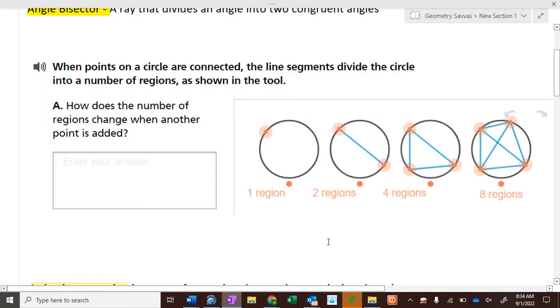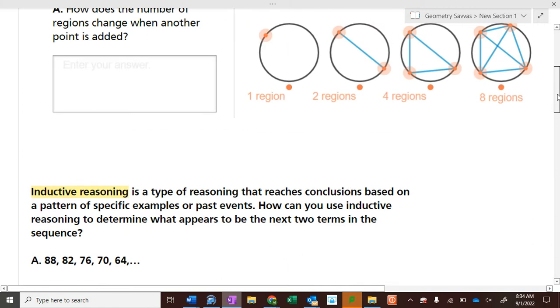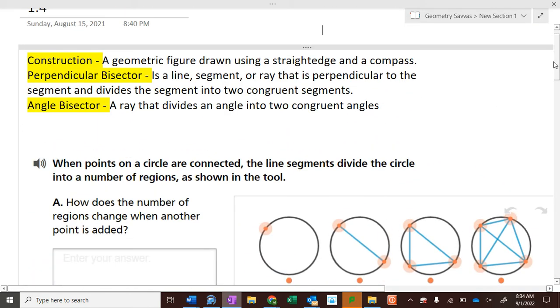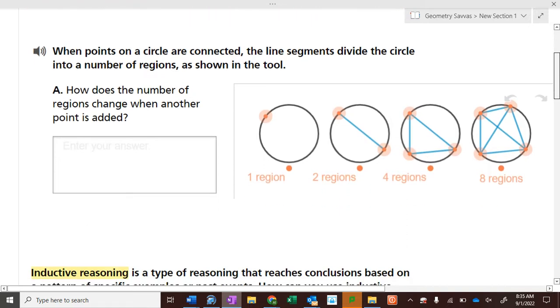All right. So if somebody's gone, there's vocab words, push pause, and write them down. But now we're to here. Okay. Points are on a circle.